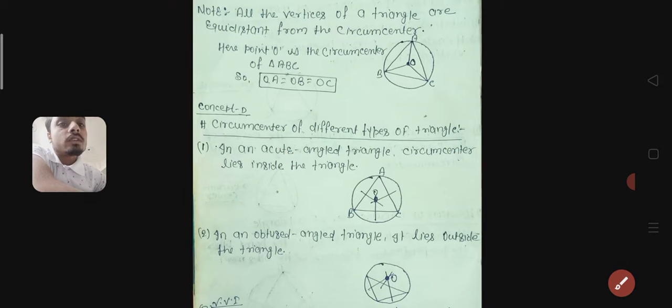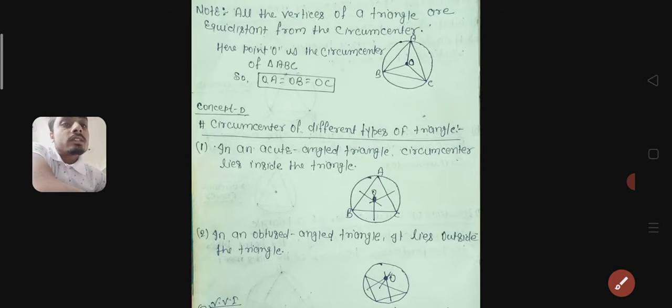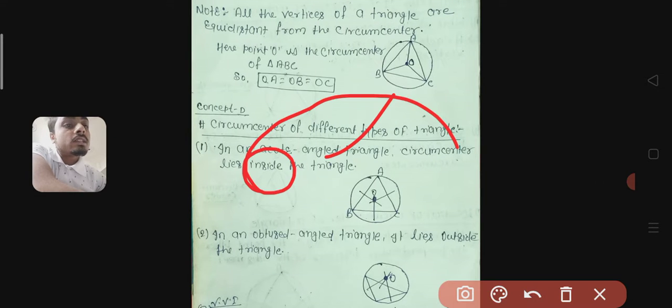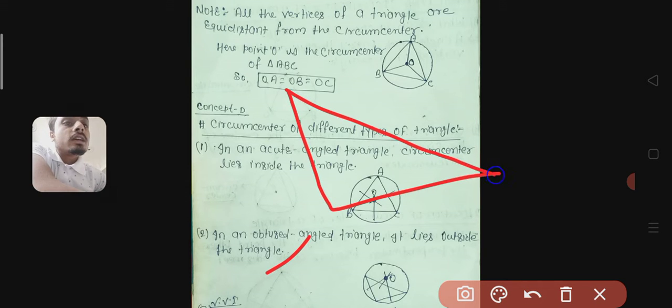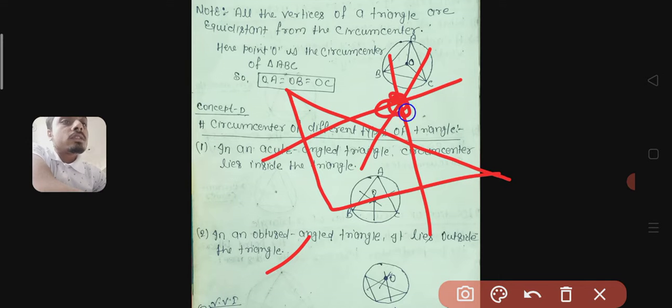Okay, the next point is: in an obtuse angle triangle, it lies outside the triangle. If you draw an obtuse angle triangle and draw all three perpendicular bisectors, you will see that all three perpendicular bisectors intersect outside of the triangle. That's why the circumcenter of an obtuse angle triangle lies outside of the triangle.